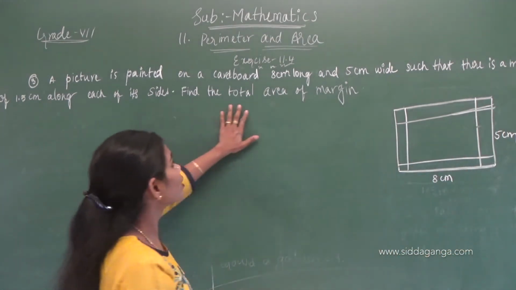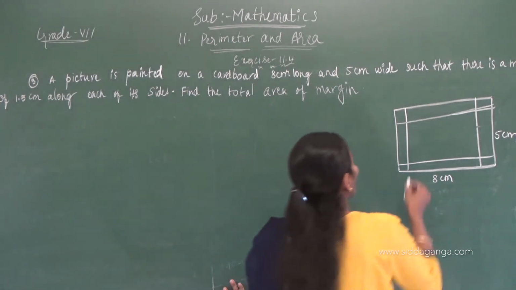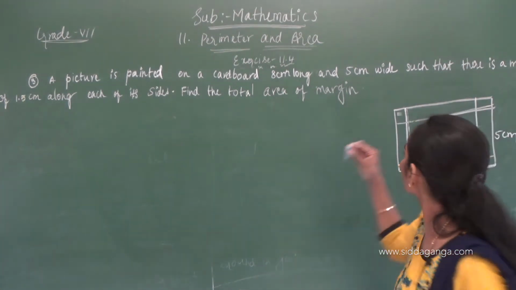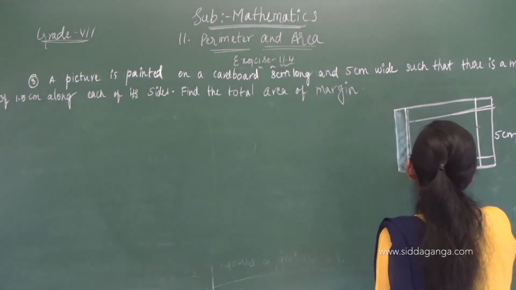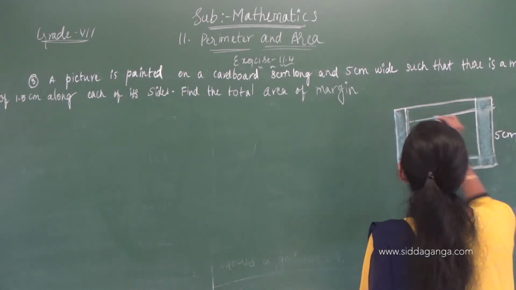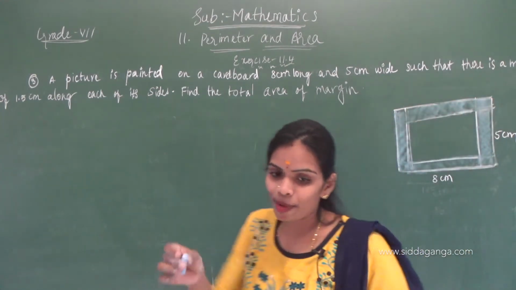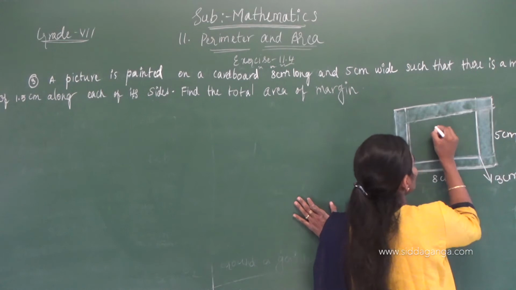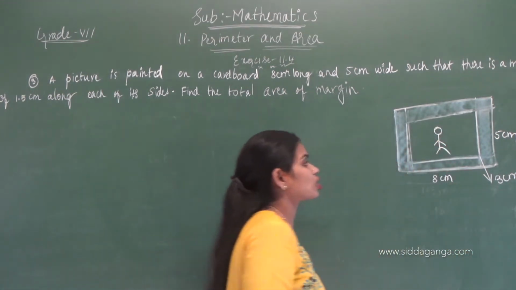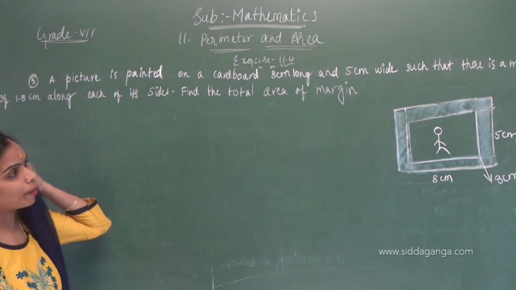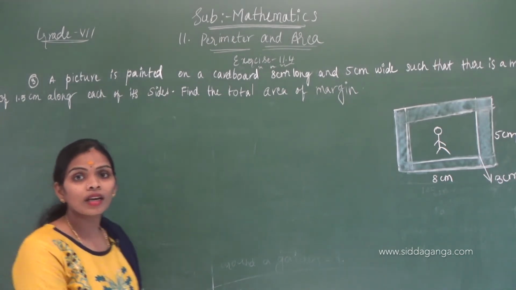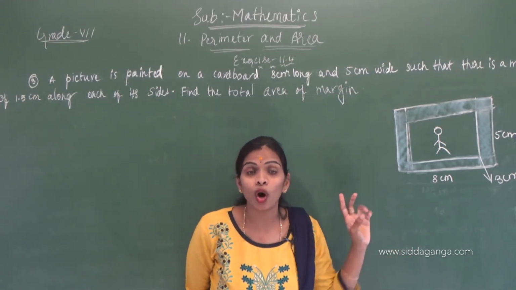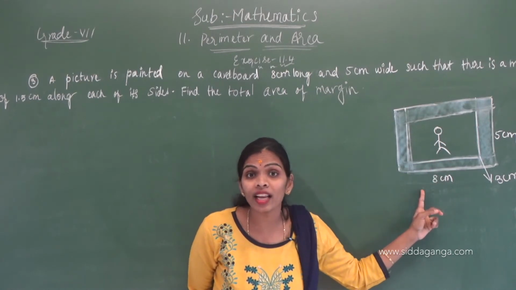They wanted to find the total area of the margin. Here they have taken this part as a margin, and the margin width they are giving is 3 centimeters. In this region only we are going to draw a picture. What they are asking, observe carefully, is whether they are giving the dimensions of the inner rectangle or the outer rectangle.